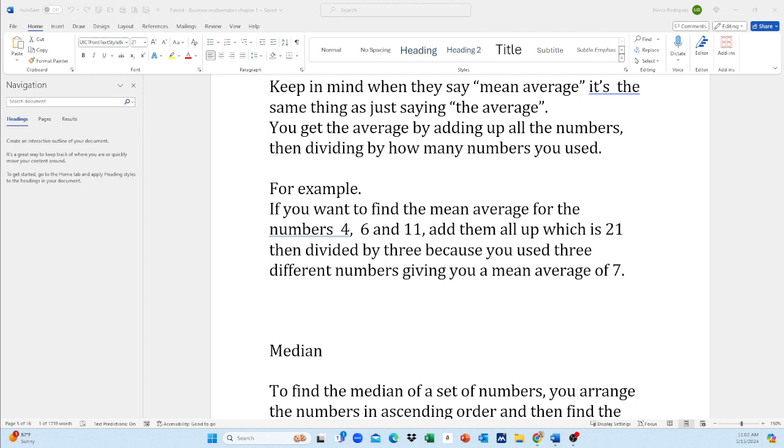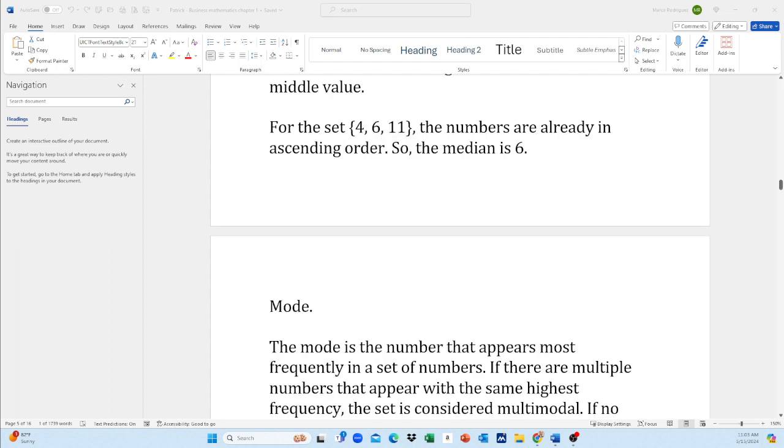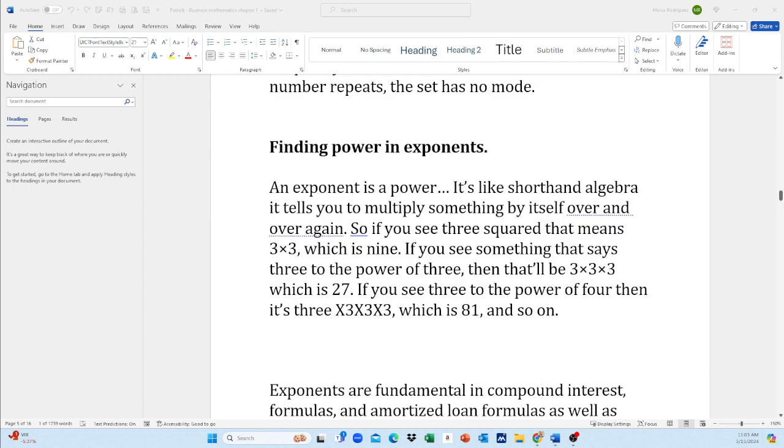Median. To find the median of a set of numbers, you arrange the numbers in ascending order, and then find the middle value. For the set 4, 6, 11, the numbers are already in ascending order. So, the median is 6. Mode. The mode is the number that appears most frequently in a set of numbers. If there are multiple numbers that appear with the same highest frequency, the set is considered multimodal. If no number repeats, the set has no mode.